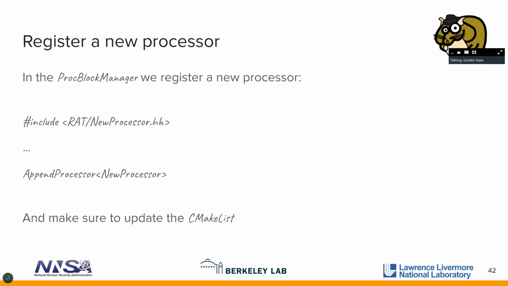Okay, and the last thing you need to do, once you write a processor, is go to something called the proc block manager that manages all the processors. It's very simple. You'll just see some lines of code that you need to add there to append the processor to the list that Rat knows about, and update the CMake list so things compile.